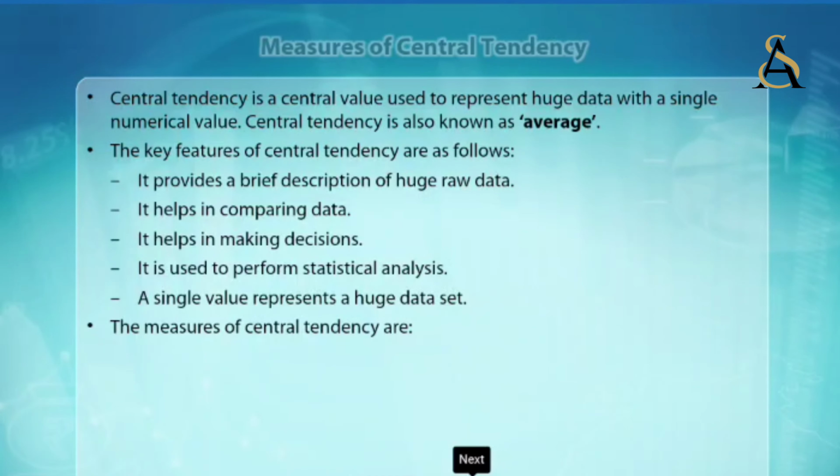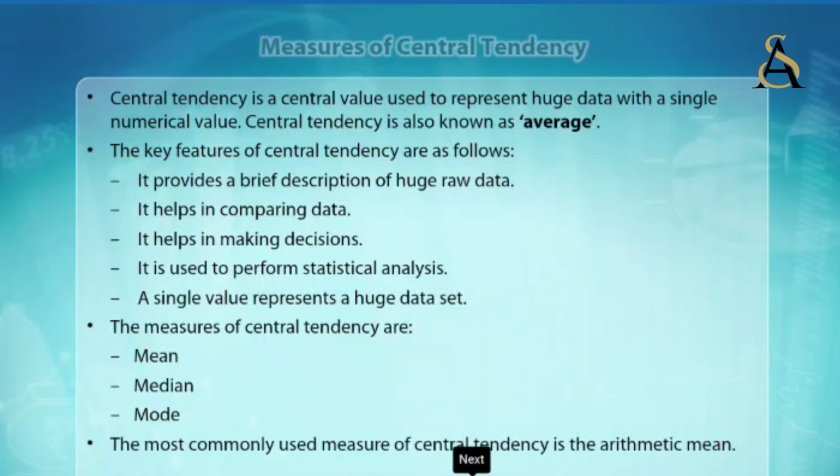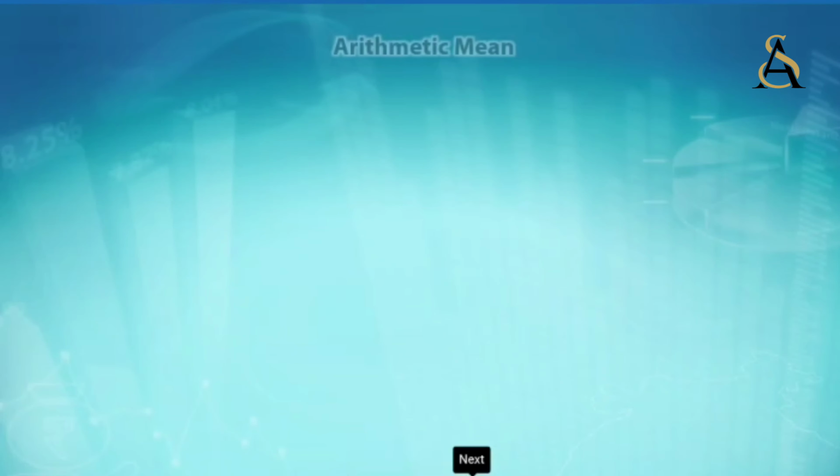The measures of central tendency are mean, median and mode. In this video, we will be focusing only on the first type of measure of central tendency, which is the mean. Mean is also known as arithmetic mean.